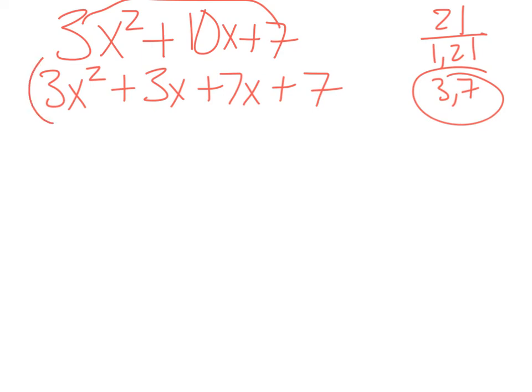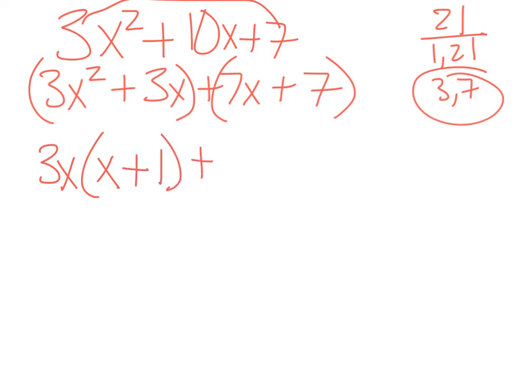Now I am going to group my first two terms, my second two terms. And then next we are dividing out the greatest common factor. So I'm dividing out a 3x. And when I do that, I have x left over plus 1. For the second one, my greatest common factor is 7. So I will have an x plus 1. And this is what we should end up with, where we have x plus 1, x plus 1. Whatever's in parentheses should be the same.